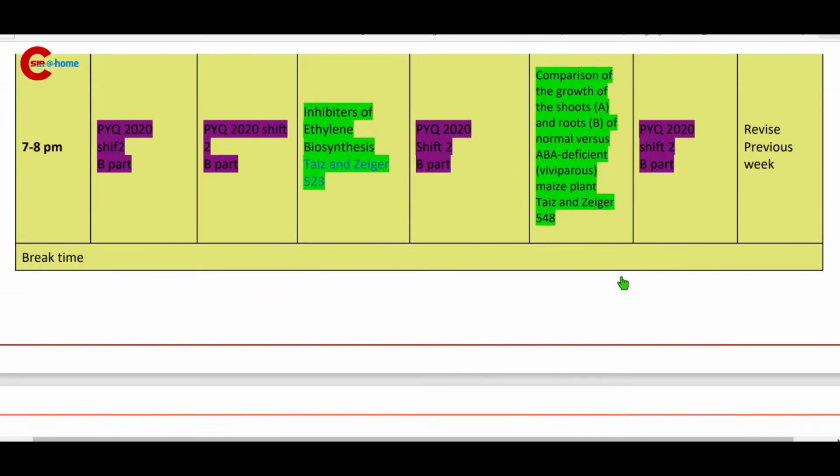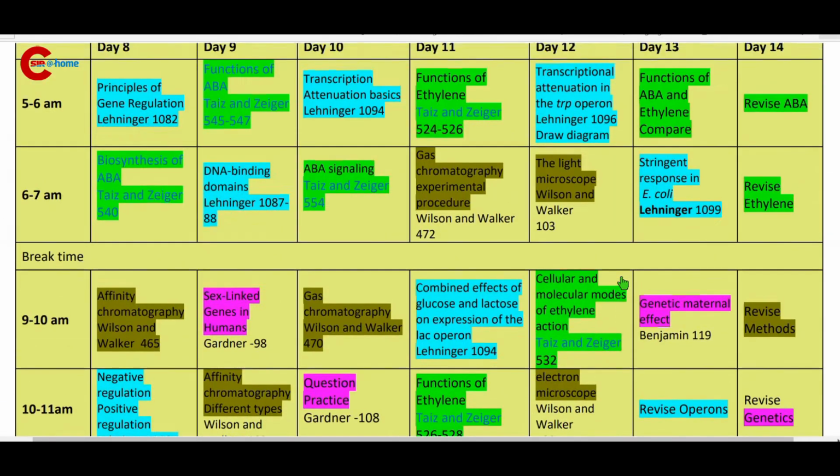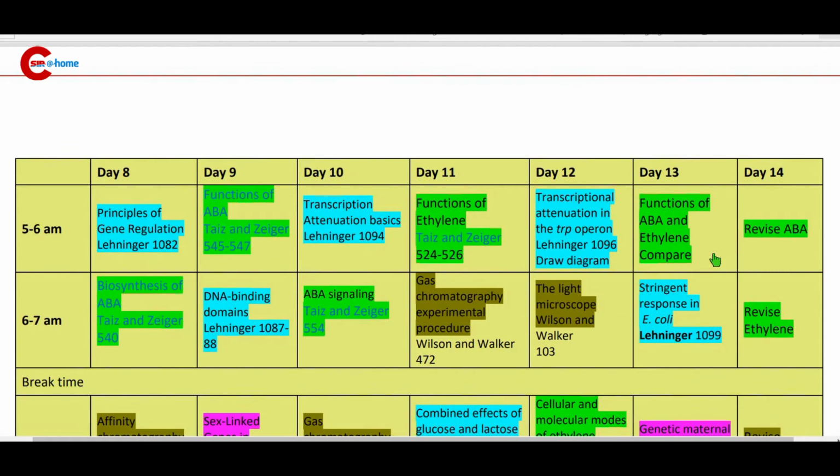Day 13, 5 to 6 a.m. functions of ABA and ethylene. There are so many functions of ABA and ethylene. Just list out those things. Then 6 to 7 a.m. stringent response in Escherichia coli.